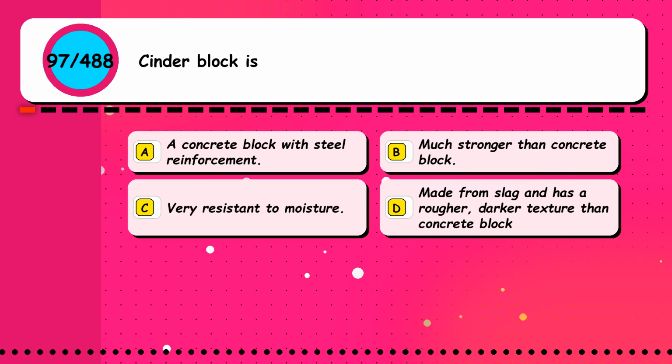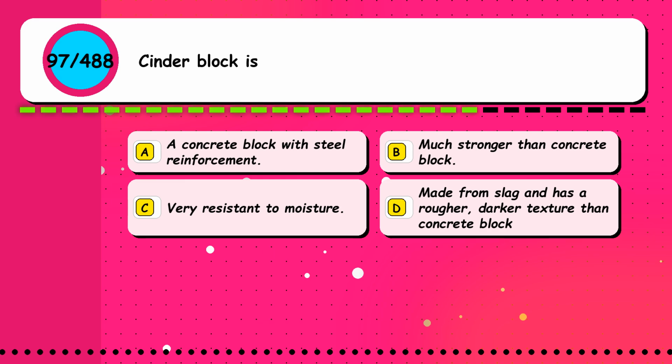Question 97. Cinder block is: Option A, a concrete block with steel reinforcement. Option B, much stronger than concrete block. Option C, very resistant to moisture. Option D, made from slag and has a rougher, darker texture than concrete block.